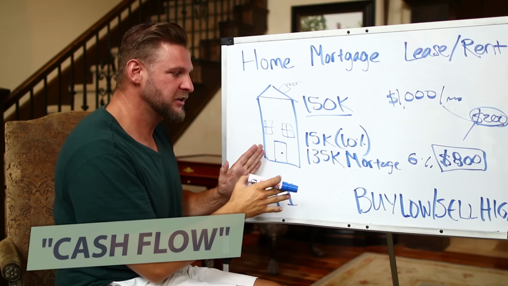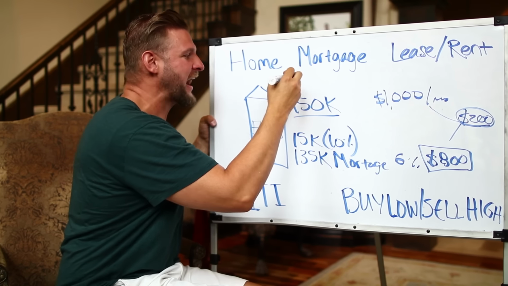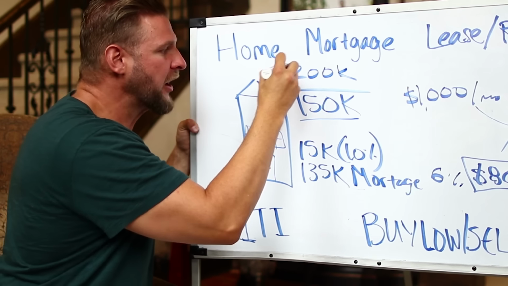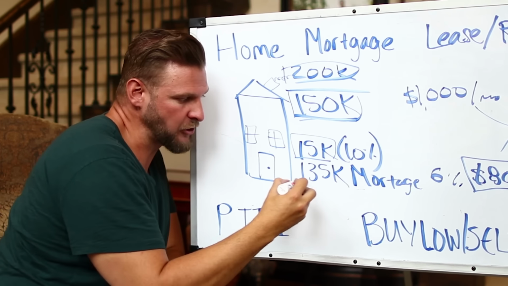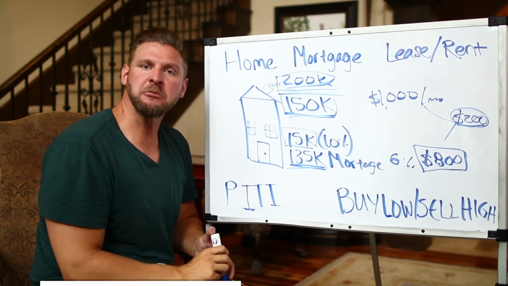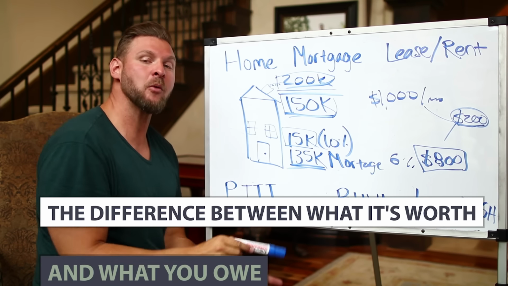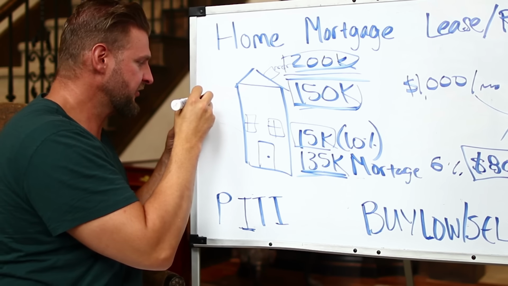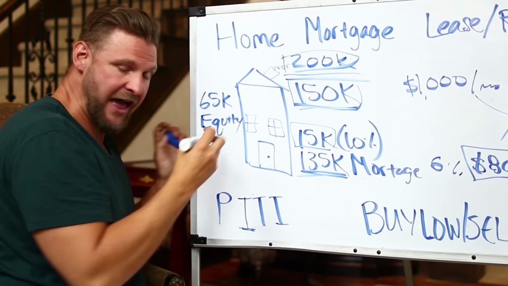So you buy a property, and let's say all of a sudden that this house, I'm going to throw you a zinger, is now worth $200,000. You bought it for $150,000. You put $15,000 down, you got a mortgage for $135,000, but it's worth $200,000. Here's the question. How much equity does it have? What's equity? The equity is the difference between what it's worth and what you owe. So in this case, $200,000 minus the $135,000 is $65,000 of equity.